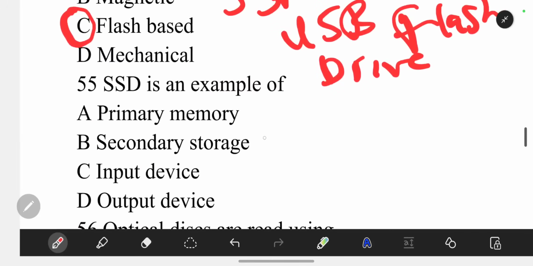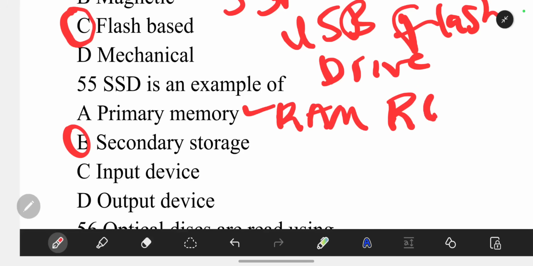SSD is an example of secondary storage. Primary storage is made up of RAM and ROM. Remember, ROM holds important instructions such as telling the computer how to turn on and off. So primary memory is made of that. Secondary memory, SSD, HDD, like that.